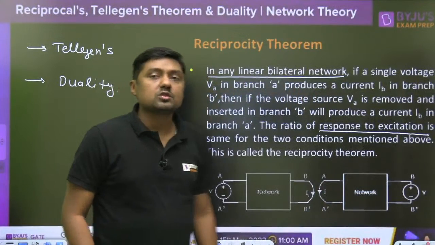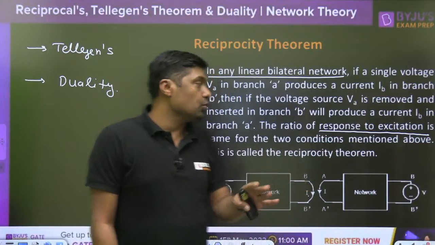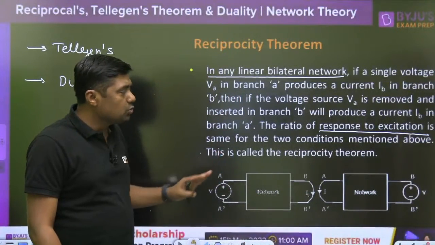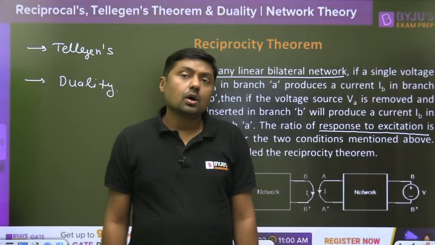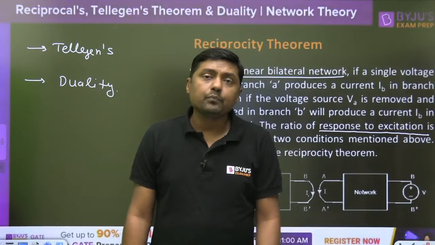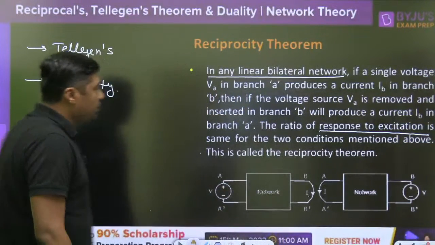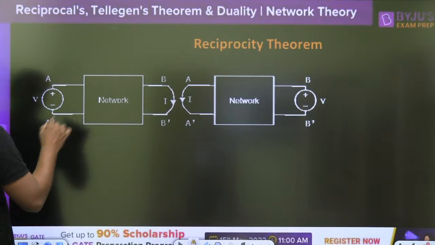Ratio of the response. Response means output, excitation means input. Output upon input will remain same for the two conditions mentioned above. This is called reciprocity theorem. What is the condition? Linear bilateral network. Then that theorem is applicable. Simple. Let us try to understand this concept. I am giving you a very simple concept.